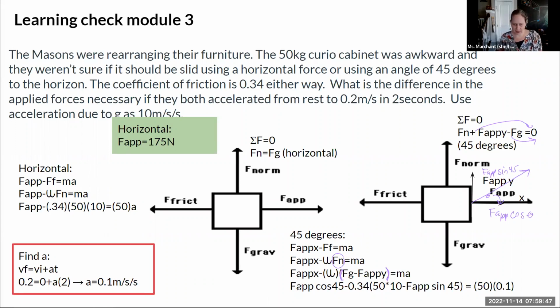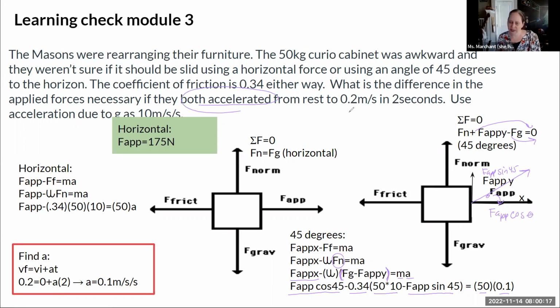So now I can say, instead of force applied in the X, force applied cosine 45. Instead of saying mu, 0.34. Instead of saying force of gravity, 50 times 10. Instead of saying force applied sine 45, equals mass of 50, acceleration 0.1. Why could I use that same acceleration? Because it said, what is the difference in applied forces necessary if they both accelerated from rest to 0.2 meters per second?